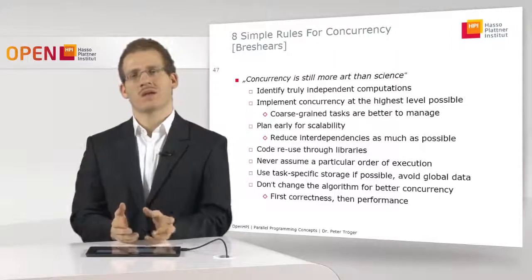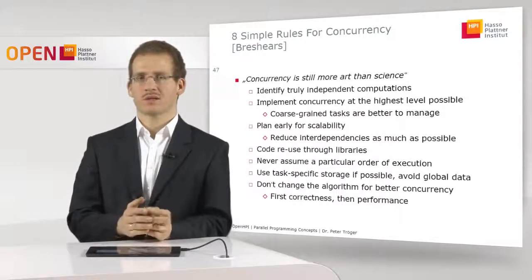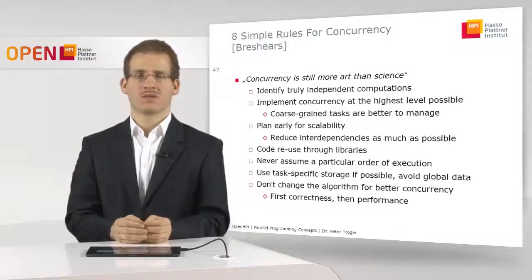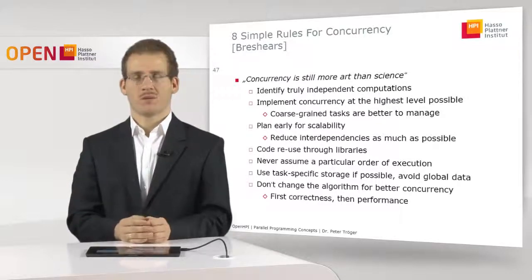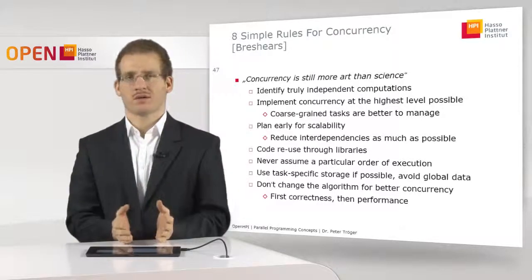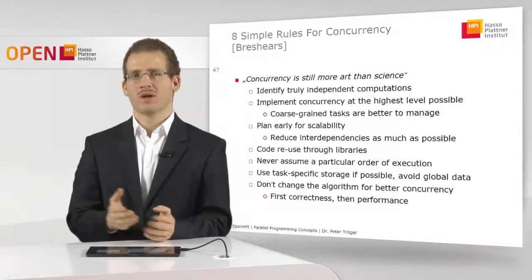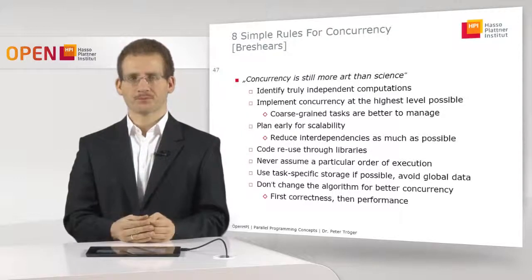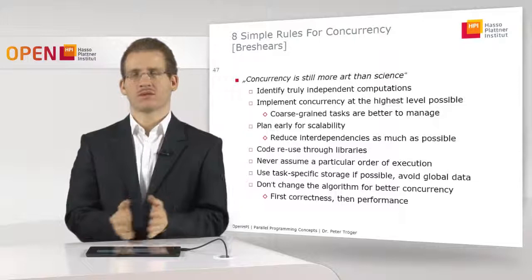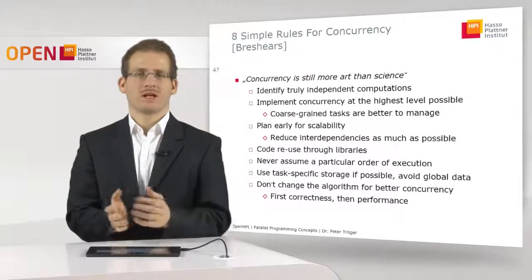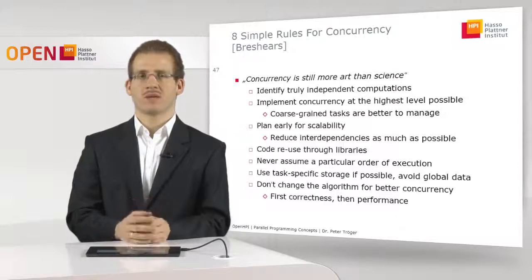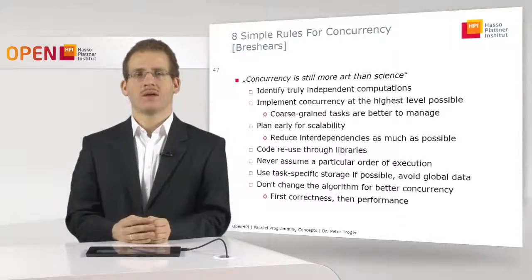So if you have these high-level primitives, if you have concurrent collections or other kinds of prepared data structures, please use them, because then you do not have the burden of identifying race conditions by yourself. Never assume a particular order of execution. That should be clear by now: due to the fact that we don't know how our concurrent software runs on either parallel or non-parallel hardware, we cannot make any assumption on the interleaving of instructions or the execution time behavior.